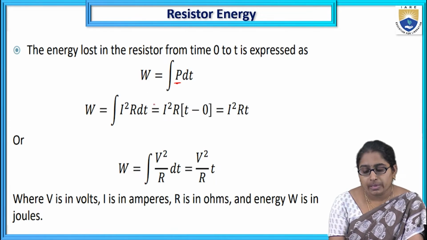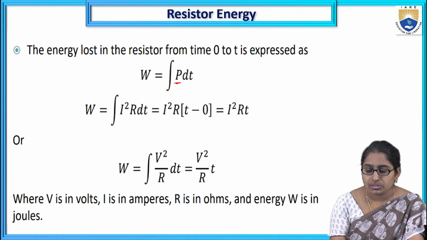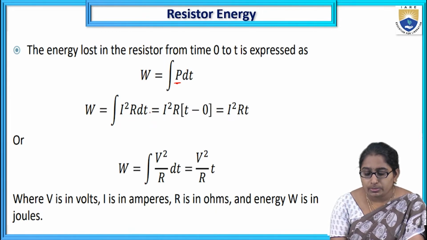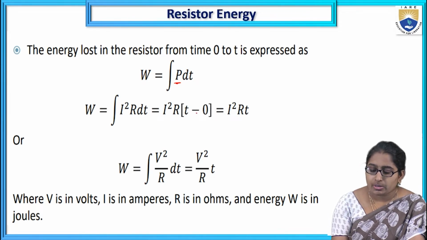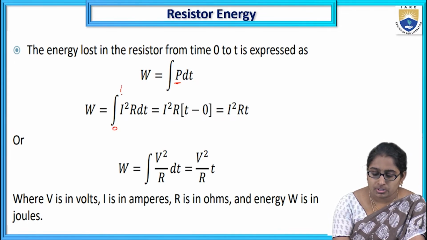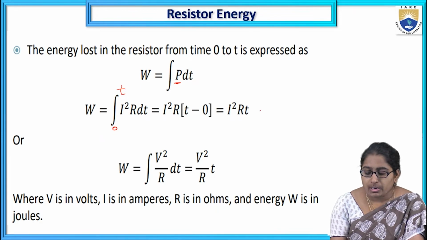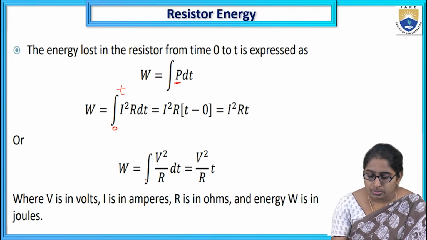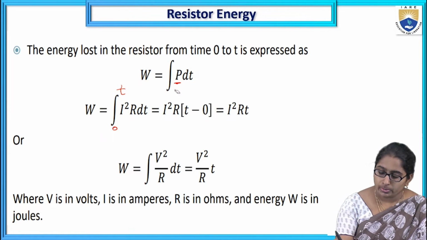Substitute for p. We know the power expression may be simply VI or I square R, or V square by R. Substituting I square R, I square R into the integral of dt, which is t, with limits 0 to t, it becomes I square R t. This is the energy expression with respect to a resistor. If you consider the power expression as V square by R, then the energy expression is V square by R into t.